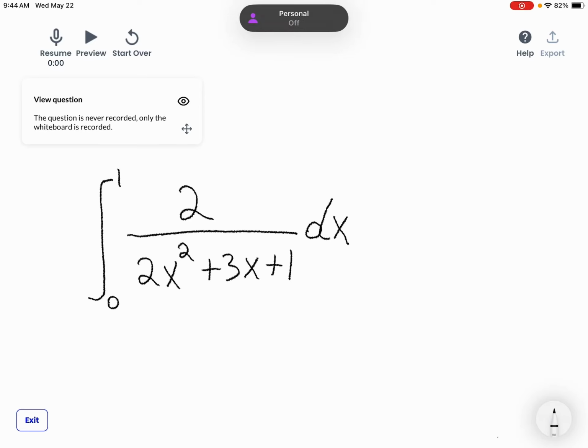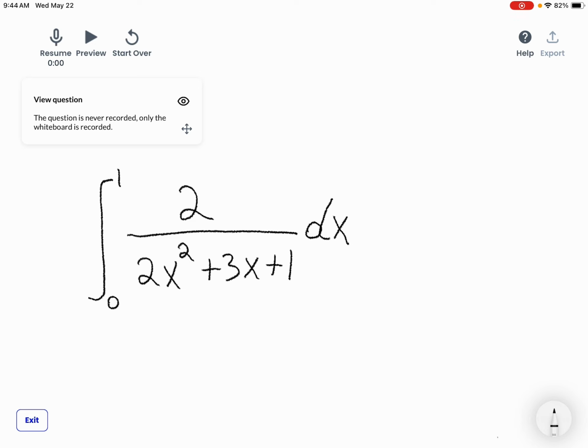Hello. So here I'm going to show you how we can integrate this function. It's actually a definite integral going from 0 to 1 of 2 all divided by 2x squared plus 3x plus 1 dx, by making it simpler using a method called partial fraction decomposition, that I used to think was really complicated. I didn't understand how to really integrate by partial fractions, but this is actually not going to be that hard at all.